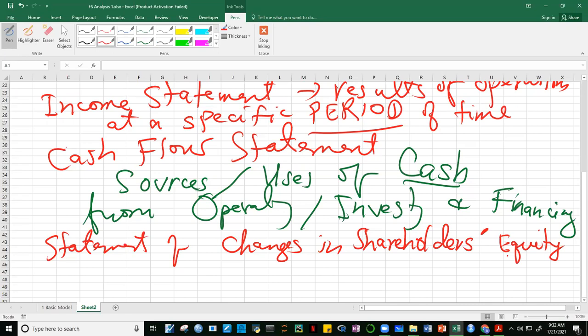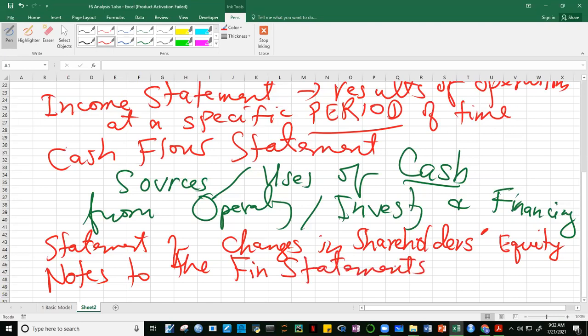And lastly, meron din tayong tinatawag na notes to the financial statements. They are still considered as part of the financial statements. Kasi hindi naman lahat guys ng information ilalagay natin dun sa income statement or balance sheet. So usually nagkakaroon ng mga notation, no? Kunyari, accounts receivable, then note A. Tapos sa ilalim nun, ilalagay yung breakdown or information about the accounts receivable. So kasama din yan guys. Importante din yung notes to the financial statements.